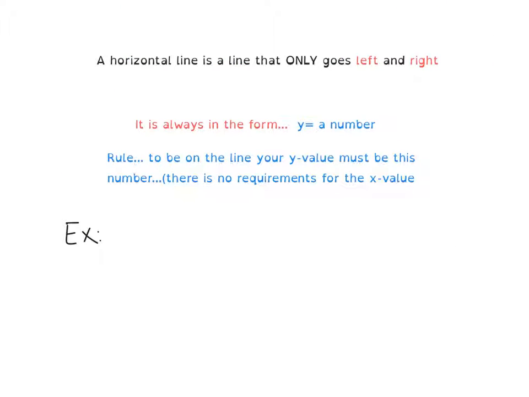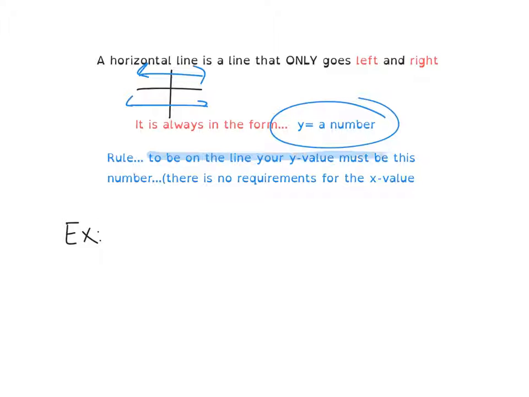The same rule will apply for a horizontal line, but just remind yourself that a horizontal line only goes left to right, just like the horizon goes left to right, so there are two different horizontal lines there. Now horizontal lines are in the form y equals a number. So they're giving us a rule. To be on this line, you have to have something true about your y value. It does not tell us any requirements about x. It just says to be on this line, your y value needs to be whatever number.